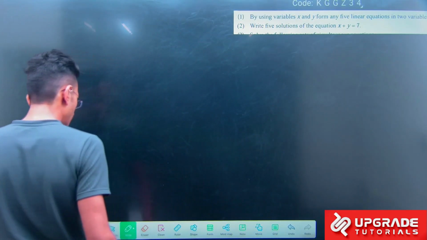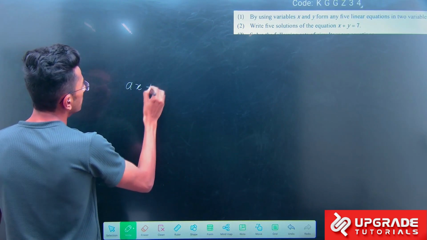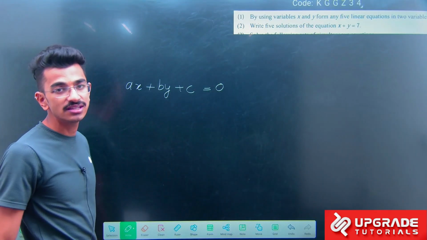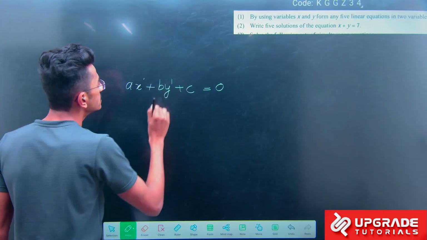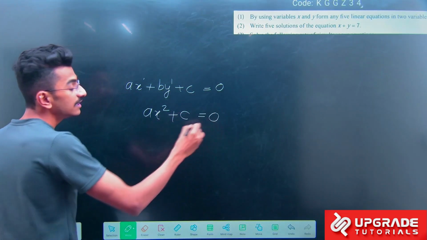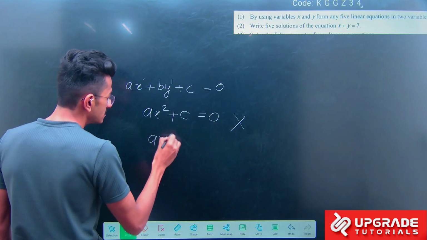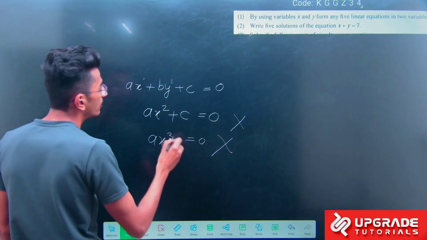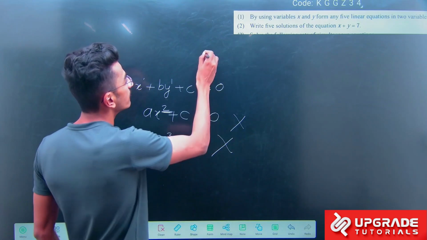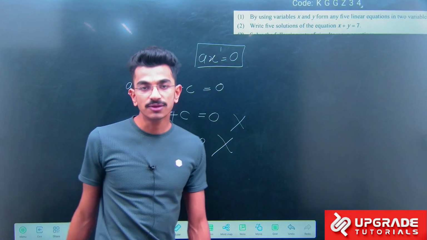So if I tell you ax plus by plus c is equal to 0, is this a linear equation? Yes, because the highest power of the variable is 1. Is this a linear equation? No, because here the highest power is not 1. So the highest power should be 1, then it turns out to be a linear equation.